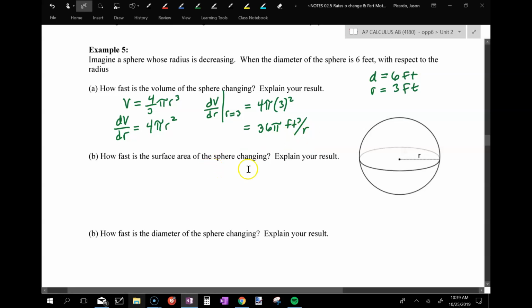How fast is the surface area changing? Okay, how fast? Oh, by the way, I actually should say what here, guys. Is this an increasing or a decreasing value? It's a decreasing value. It's decreasing by this amount, right? So I would actually use the word decreasing at a rate of blank, 36 pi feet cubed per radius.